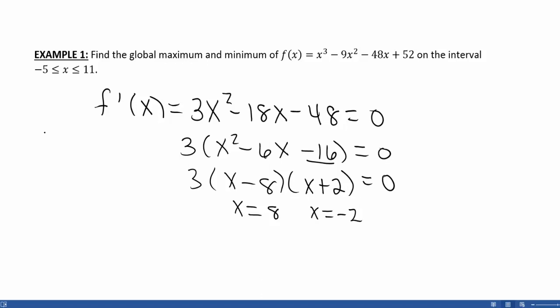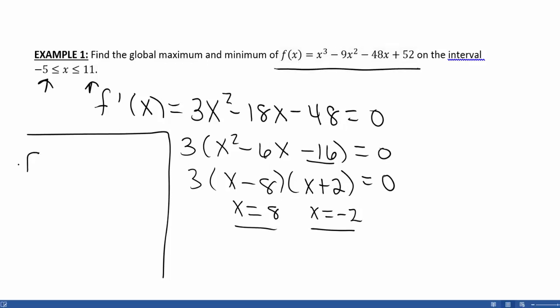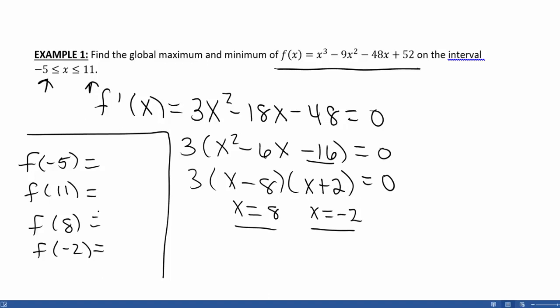So now what I need to do is test each critical point as well as each endpoint in the original function. So I'm going to take f of negative 5 and f of 11. Those are my endpoints. And I'm also going to test f of 8 and f of negative 2. Again, I'm plugging each of these values back into the original function to see the y values that I get, because I know my global max and my global min have to happen at one of these 4 points.